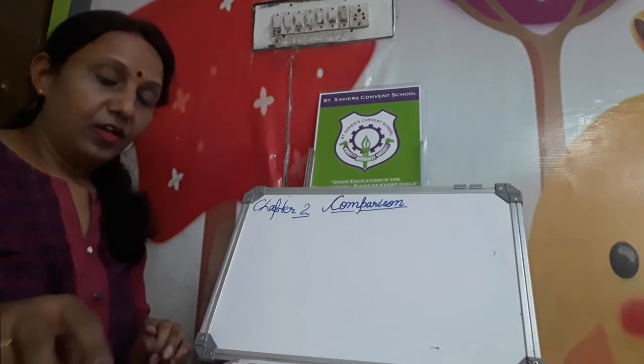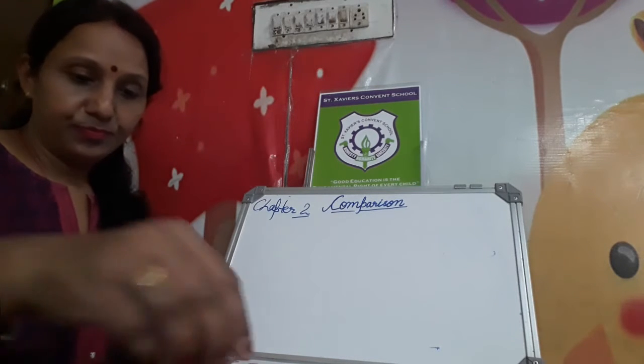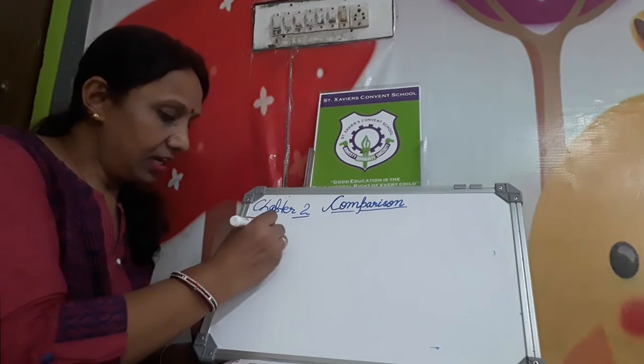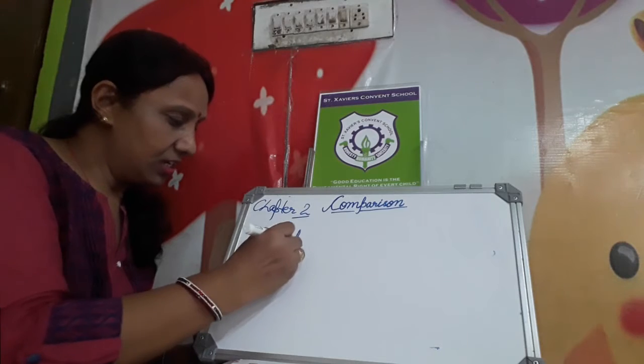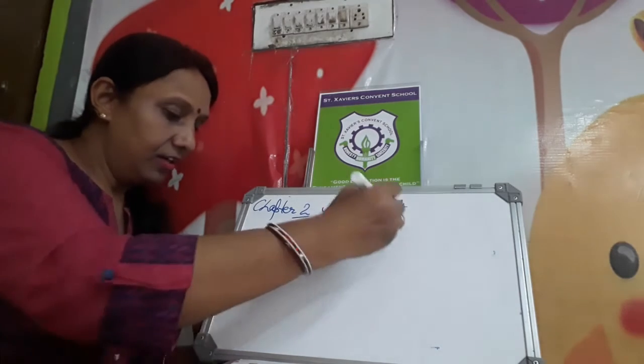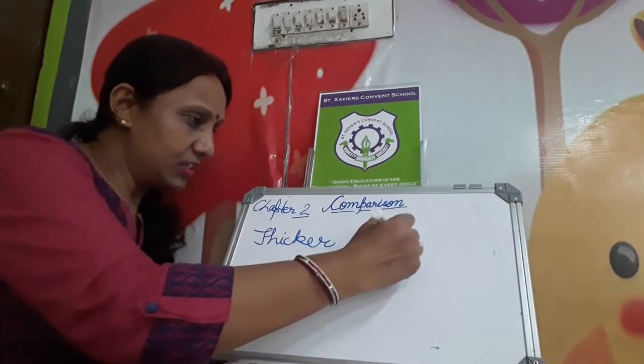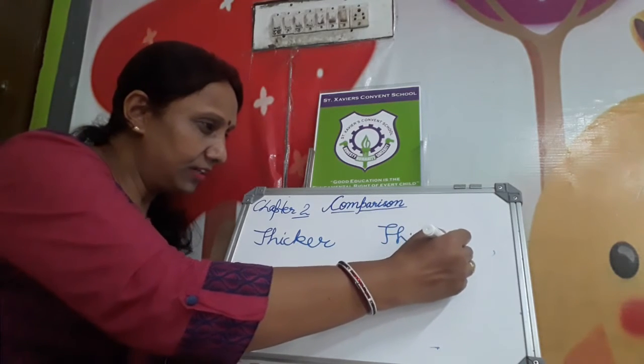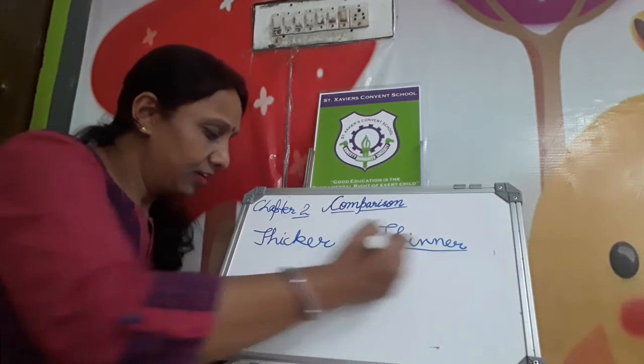Now next, thicker and thinner. Alright? Thicker, T-H-I-C-K-E-R, thicker, and thinner, T-H-I-N, thin, you heard? So thinner becomes from thin.